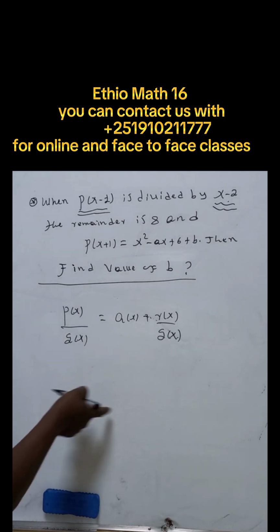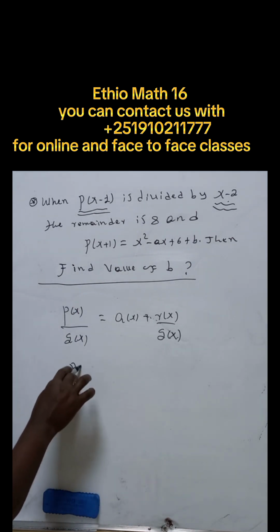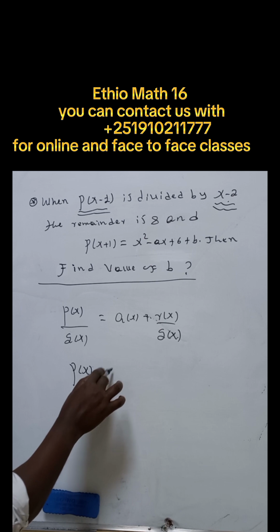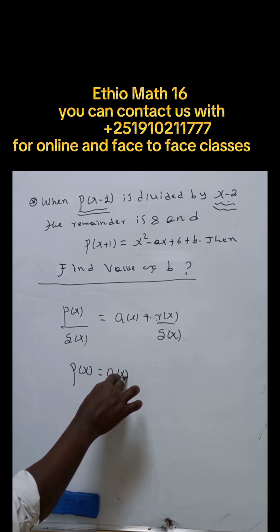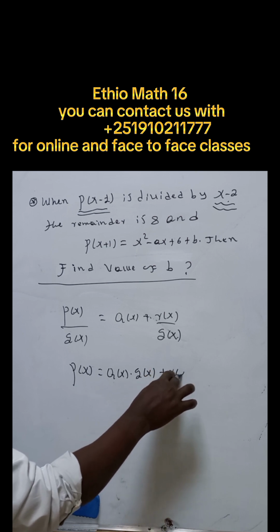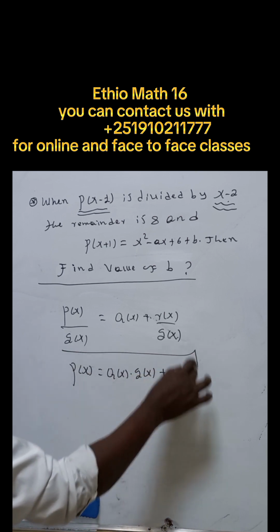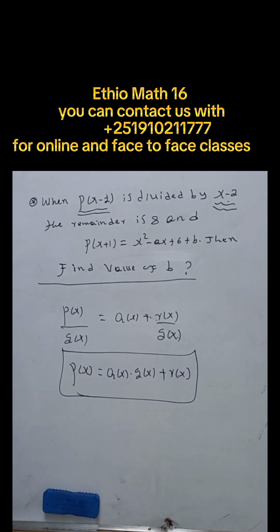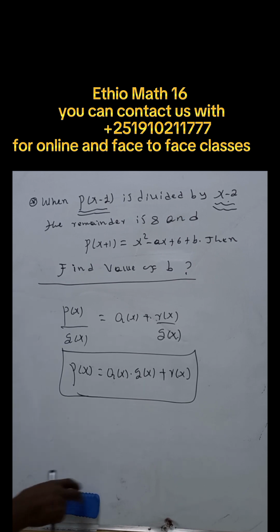So when we multiply both sides by g of x, it is given by p of x equals q of x times g of x plus r of x. This is the principle of the theorem that we have to know when we are defining the polynomial division algorithm. So based on this, let's see how this question will be solved.